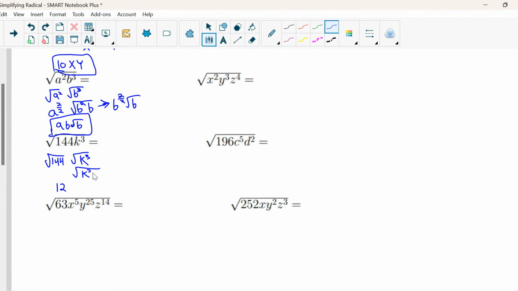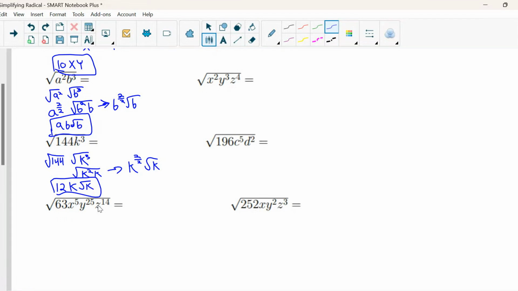Split this into k squared times k, which we can simplify as k to the 2 divided by 2 times the square root of k. So that just equals k times the square root of k. There we go. All right.